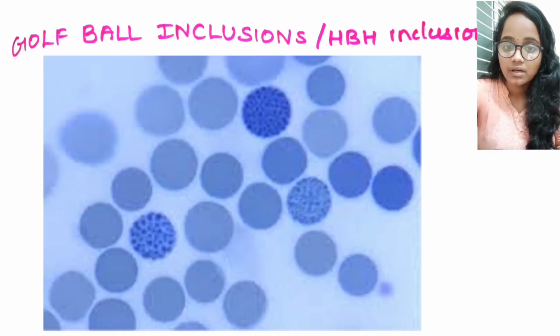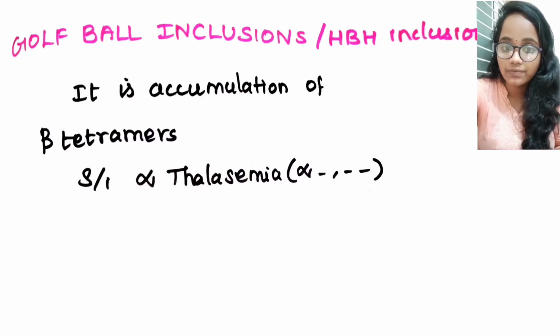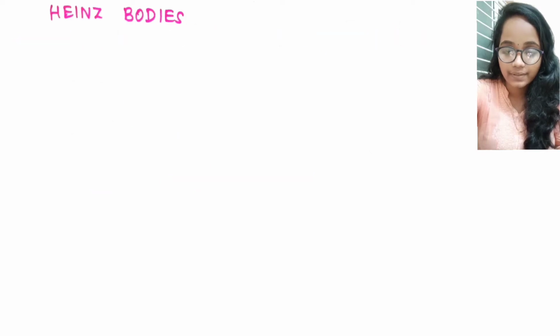These cells are golf ball inclusions or HbH inclusions. It is seen in alpha thalassemia. It is due to accumulation of beta chains.